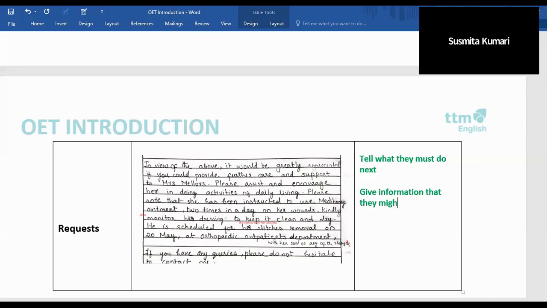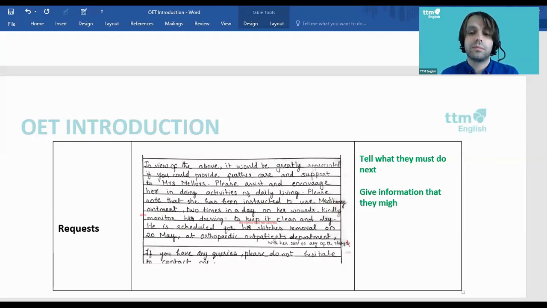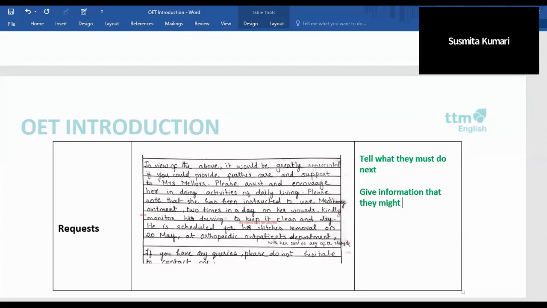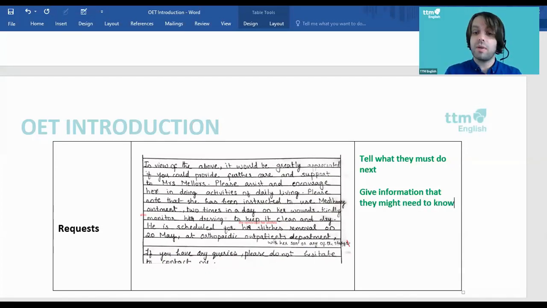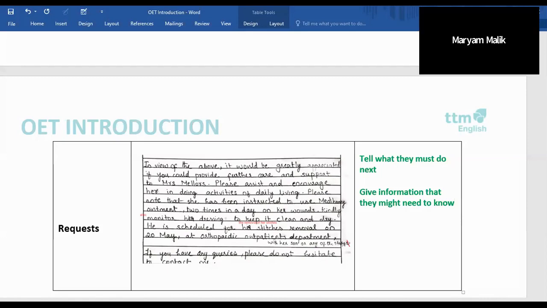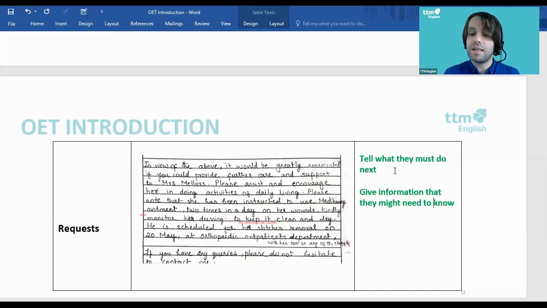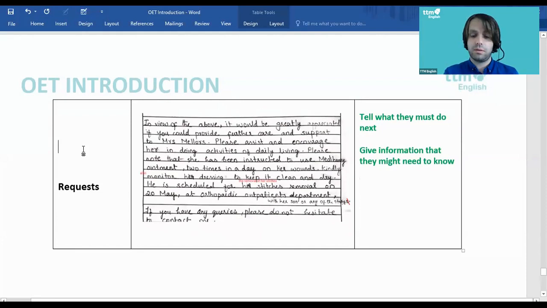If I say, please note that she sometimes falls down. Why am I saying that? So that they need to be aware. Monitor for that. To know, yeah. They don't need to do anything necessarily. If I say, please note that she has an appointment next week, I don't need to do anything, but maybe I can remind her if I'm chatting with her, something like that. So we tell them what they must do next, but we also give information about what they might need to know. What else is the function of a request paragraph? Is there anything else?